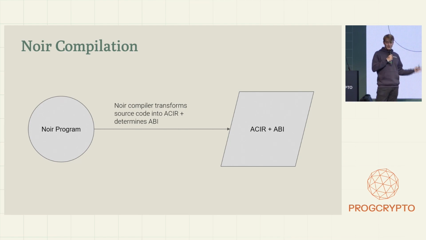This glosses over a lot of what the compiler does, but we're going to convert our source code into the Abstract Circuit Intermediate Representation. This is our IR for our circuit language, and it's also going to determine the ABI, which is set by the entry point function. We also have our own SSA IR in between that lets us do a lot of optimizations, but it's not really relevant for the circuit-level optimizations we're going to be going over today.